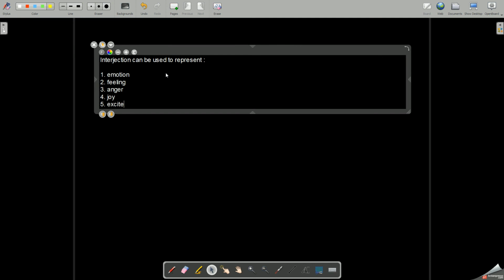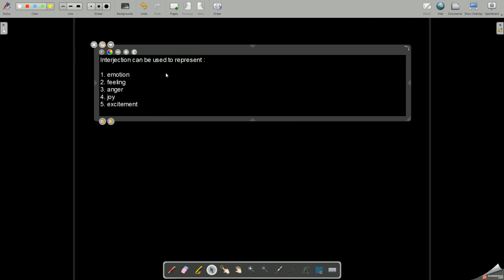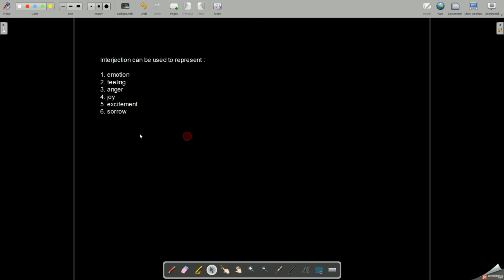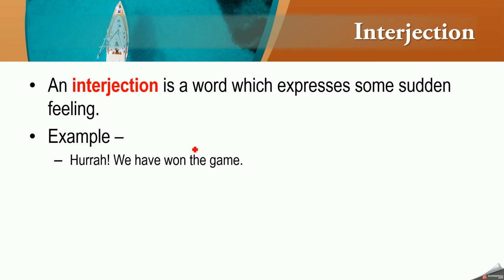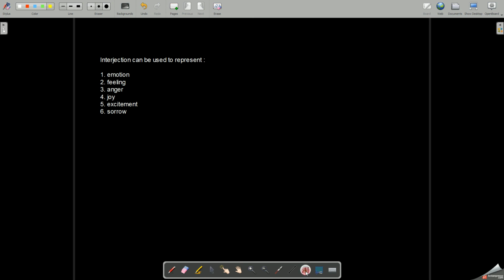Although all these things come under emotion, I'm still exploring them, sorrow. So any kind of such thing can be expressed with the help of an interjection, like hooray, we have won the game. So over here, hooray is the interjection. Usually it is followed by an exclamation mark.